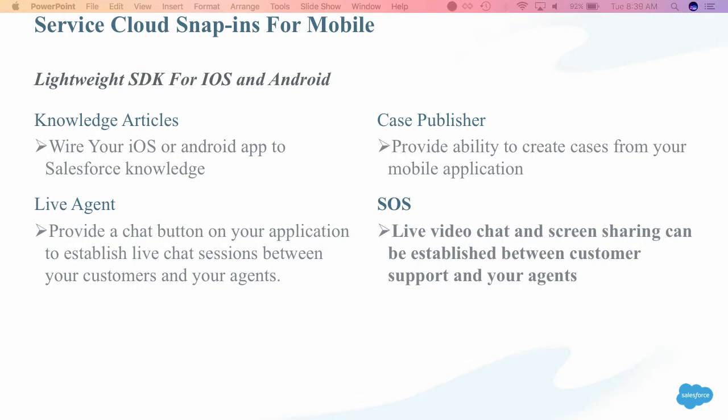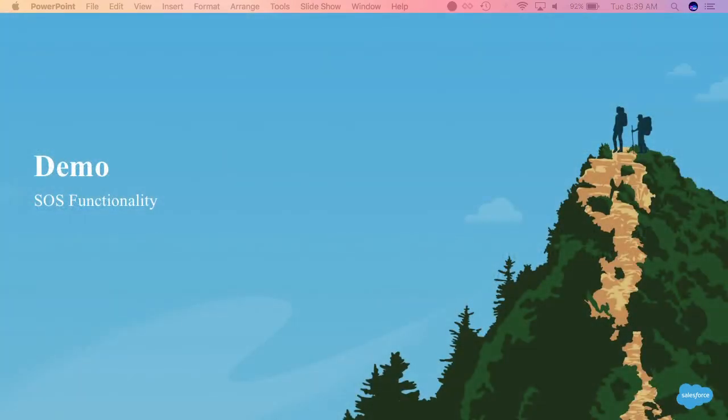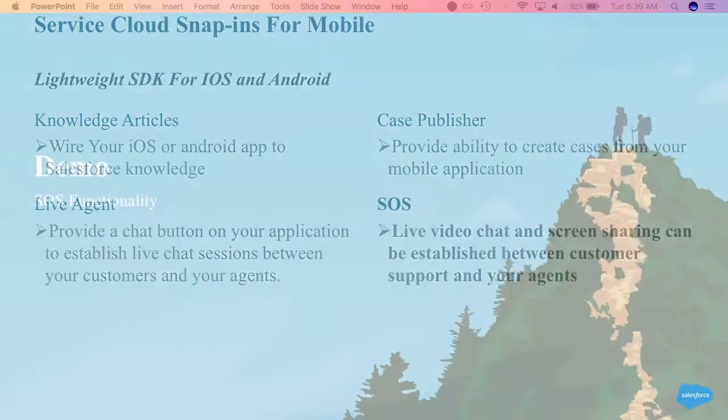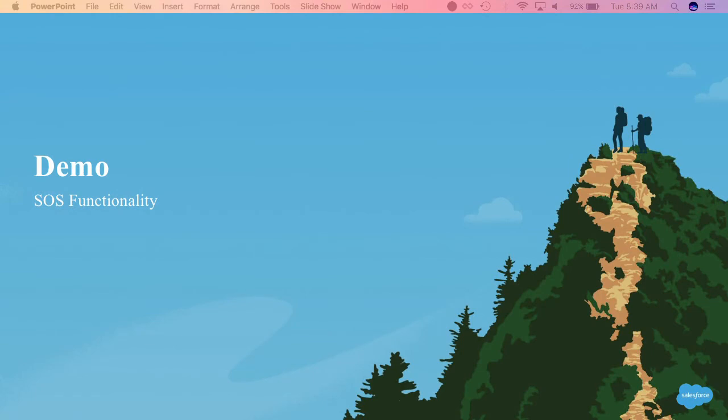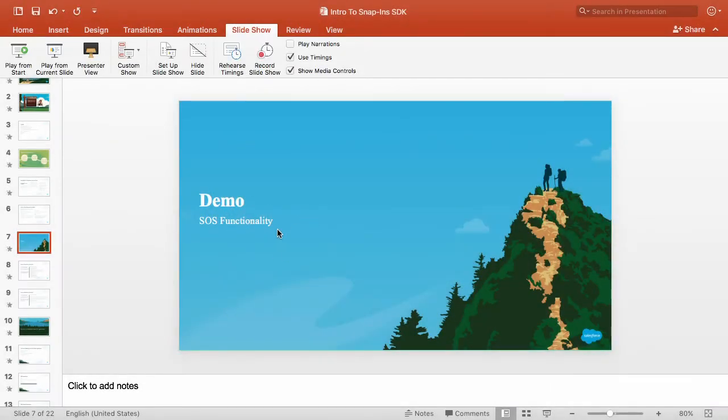So this is the functionality that we're going to take a demo of, which is SOS. SOS is an instant chat or a live video chat between your agents and your customers. You directly get connected to the customer. Everything happens live, and you can share screens. This is the new modern way of communicating with the agent, so that you are connected right away. All right, let's take a demo of this, and once we do, we'll understand how we actually built this application. So let's go to the demo.